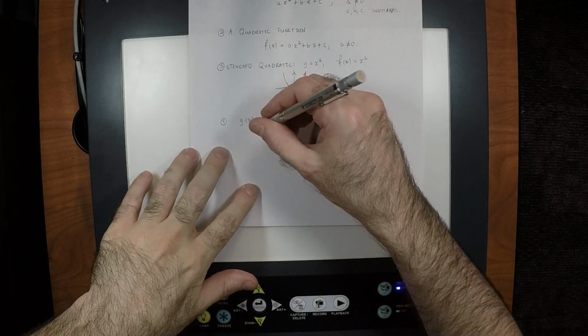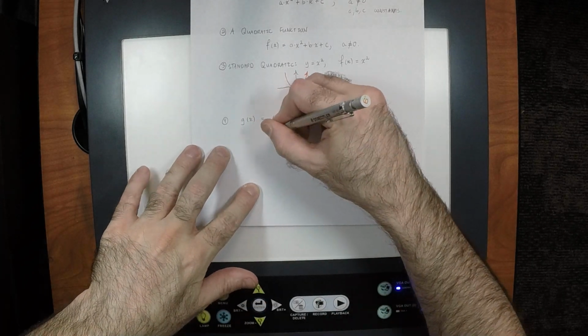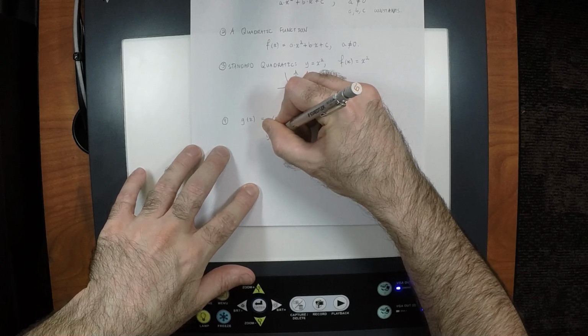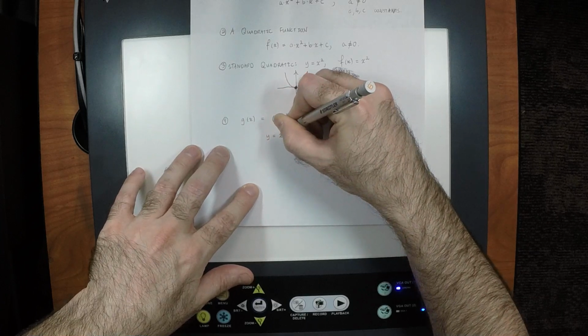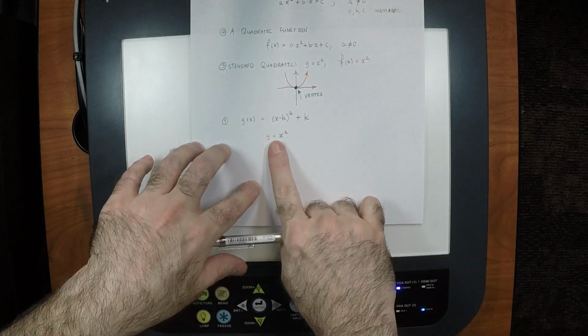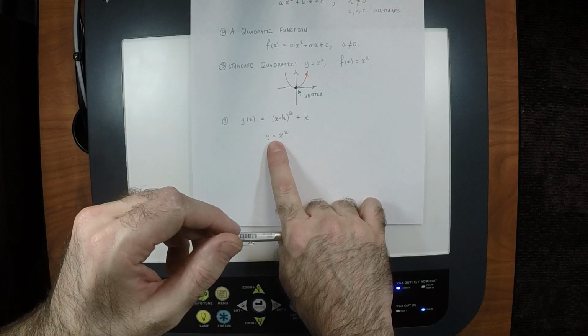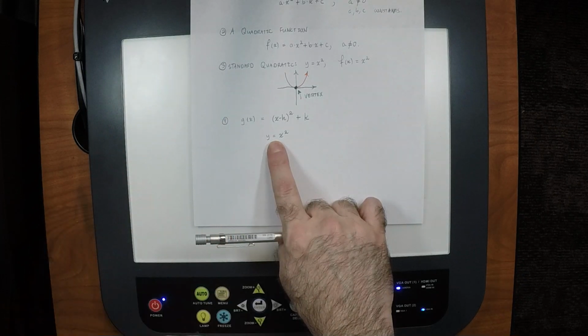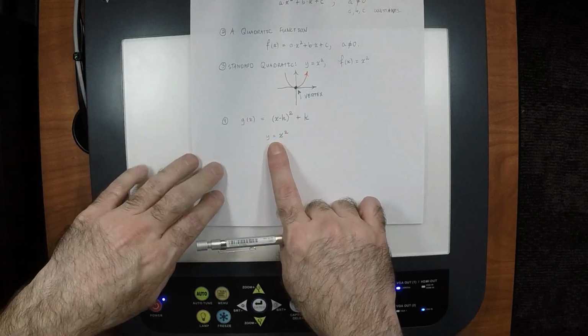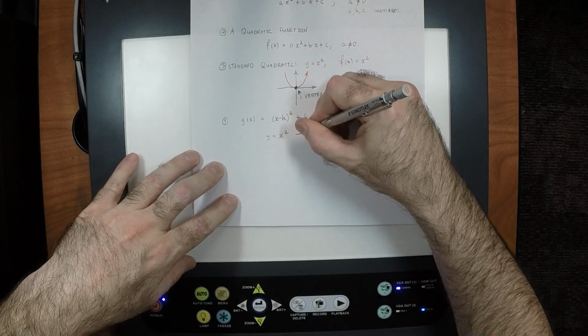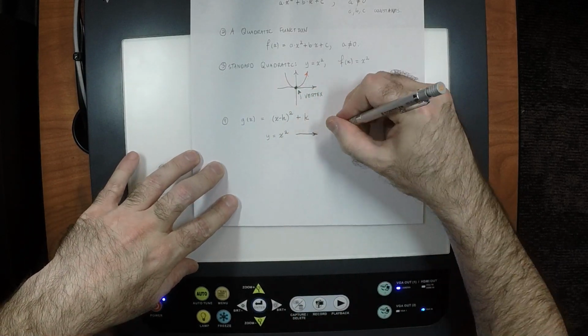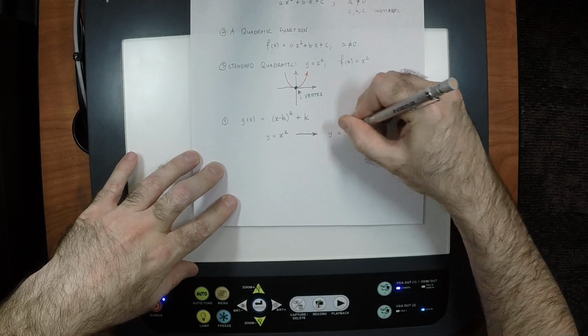Well, what I'm saying is, in terms of equations, what if we take y is x squared, which is the standard quadratic. That's the one that we know and love. It's right there. And what if we say, all right, let's mess with it, and it becomes this.